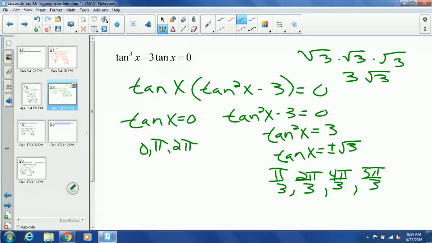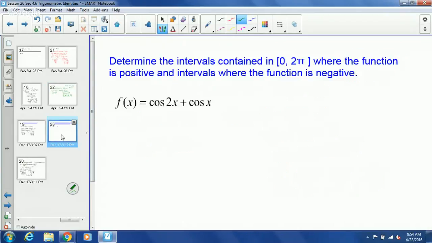Last problem. And you really need to focus on this one. All right, so it tells you to determine the intervals, ranging from 0 to 2 pi, where the function is positive, and the intervals where the function is negative. So we're going to have to work this out, and then find out in what range this function is positive, and what range it is negative. We've got several things we need to go through.